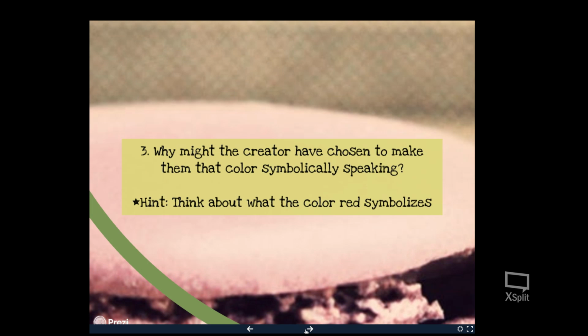Now, what is the color of the shoes she places on the counter? Now, her shoes are red that she places on the counter. Now, why might the creator have chosen to make them that color, symbolically speaking? What do you think the color red symbolizes? Now, let's think about red. Normally, like around Valentine's Day and stuff, what do we see? Red hearts, right? And normally that means love. So red symbolizes love here.